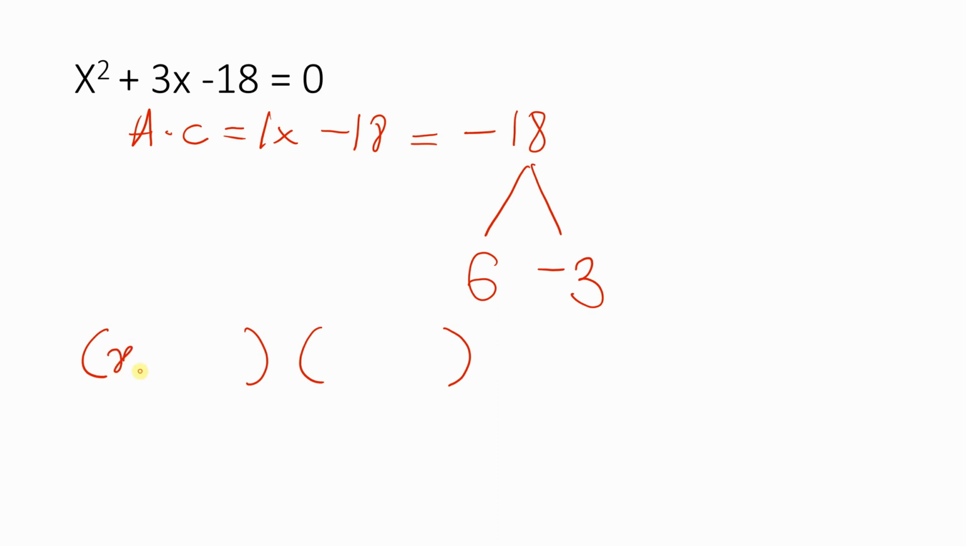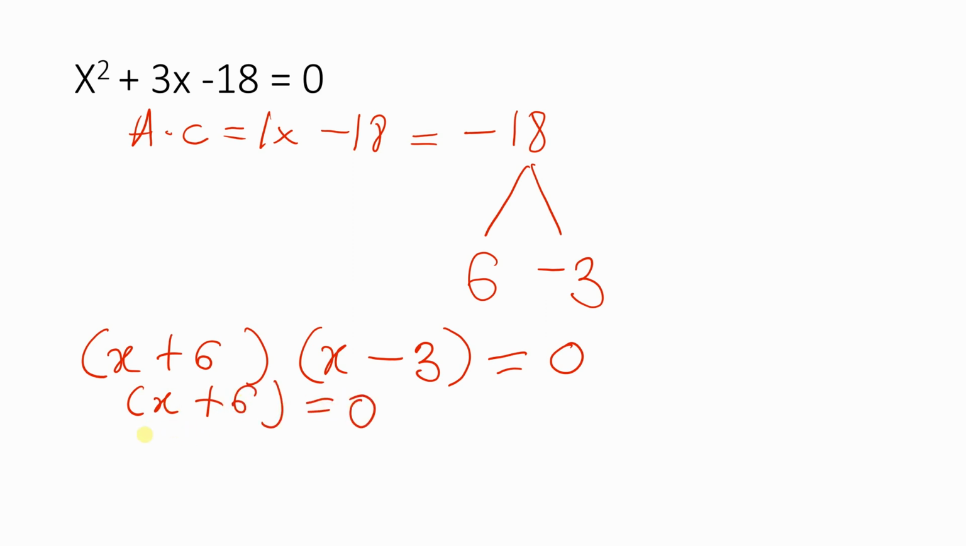So it's going to be x. So we pick one of the factors, so plus 6. And then we've got x, and then we pick the next factor, which is minus 3, all set to 0. So like we did in the first question, we can set each of the brackets to 0. So x plus 6 equals 0, and then solve for x.